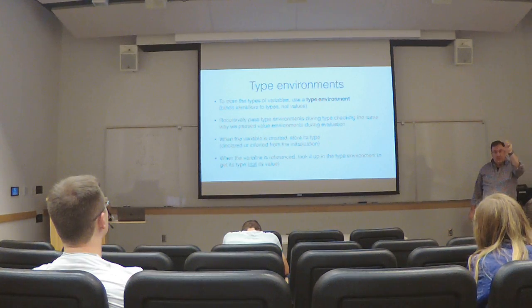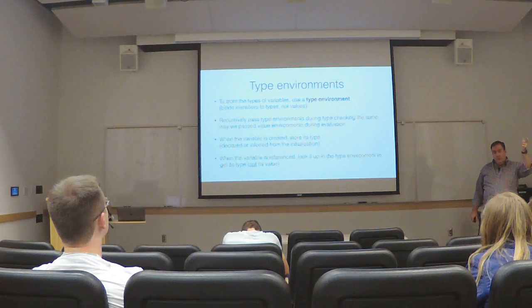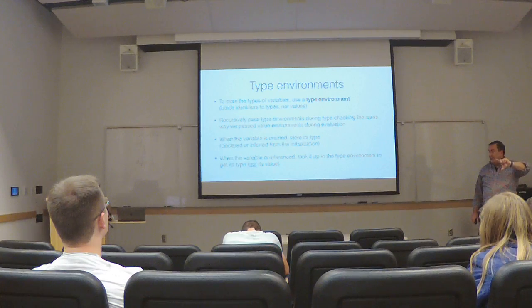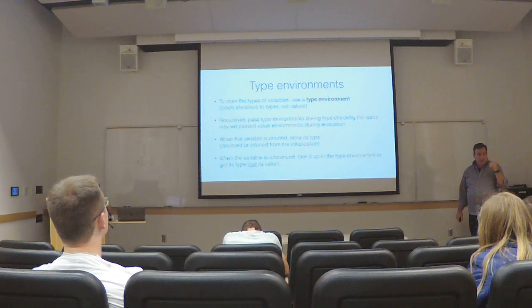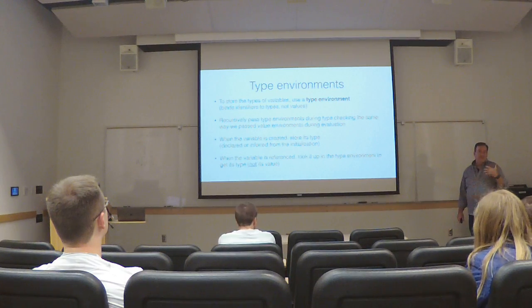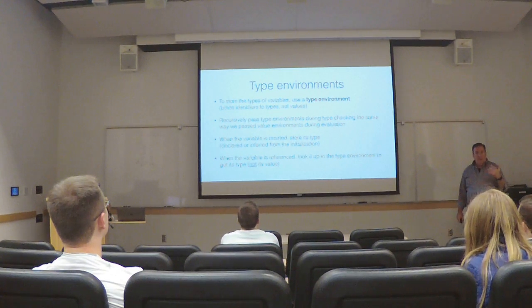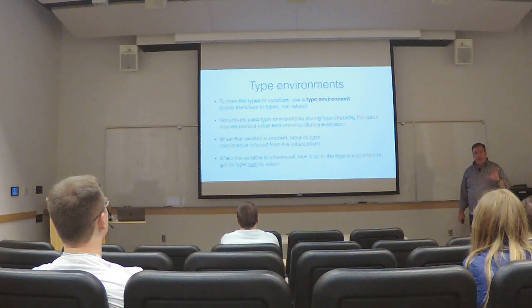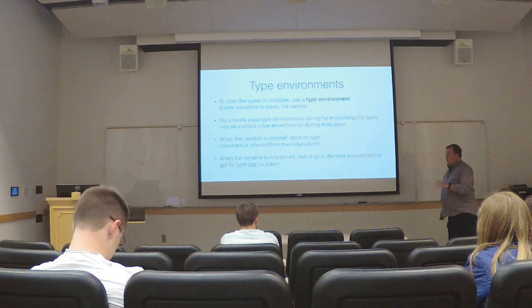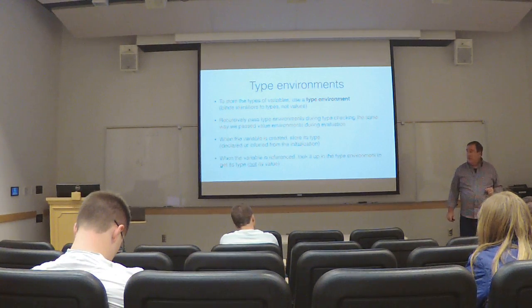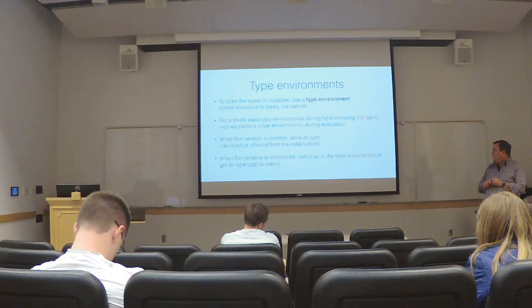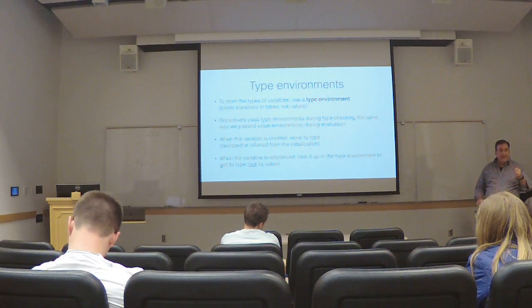So we need to know what the types of the formal parameters are when we are type checking the body. Now that can be declared by the user, or it can be inferred from how the function's used. We're going to actually take the easier route. We're going to make the user tell us. And then when the variable's referenced, we're going to look it up in the type environment to get its type. Again, not its value, but its type.